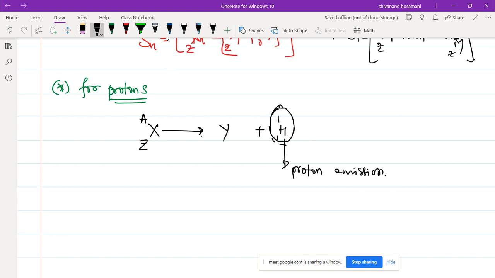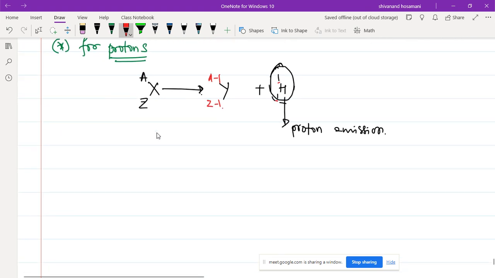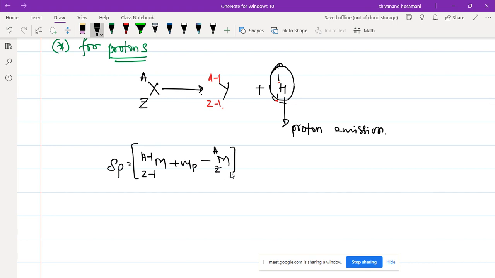What should be the atomic number and mass number for this Y? Here it is 1, therefore it is Z minus 1. How do you write the separation energy in this case? Separation energy Sp is equal to the mass having atomic number Z minus 1 and mass number A minus 1, plus the mass of the proton, minus the mass with atomic number Z and mass number A, with c square.